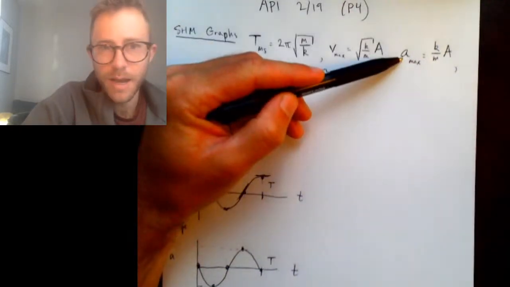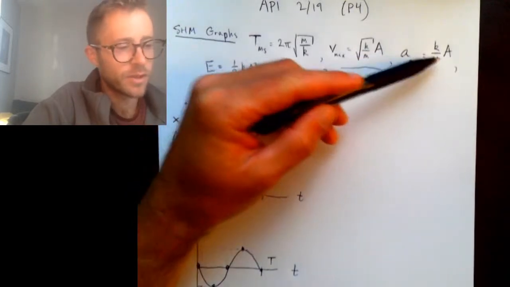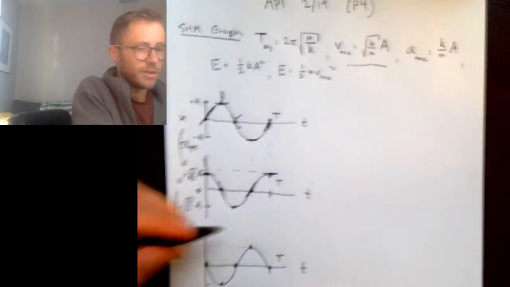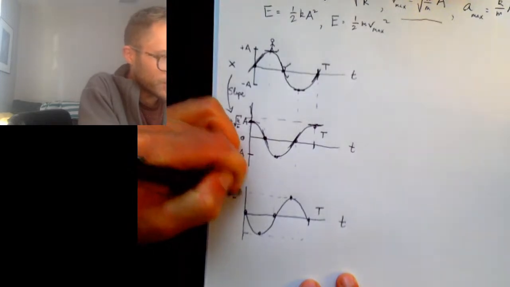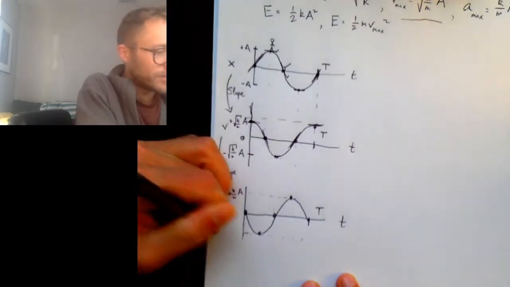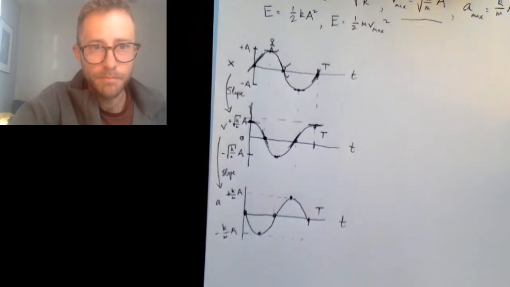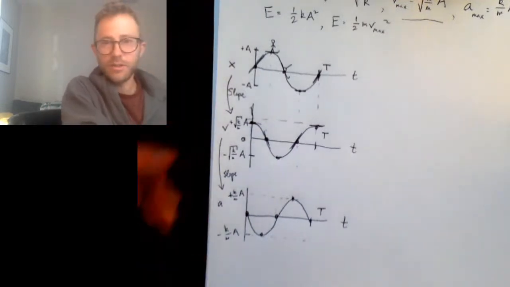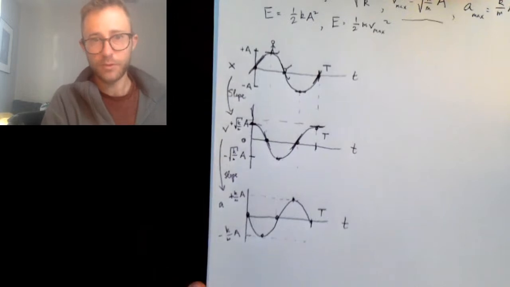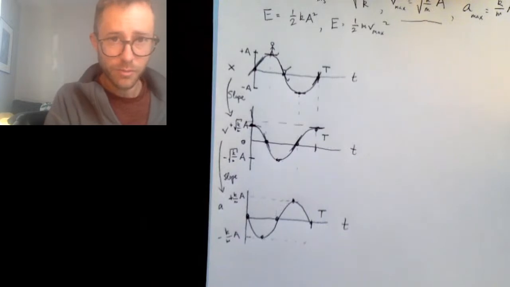I can see that the maximum acceleration is k over m times the amplitude. So that means this graph must go between plus k over m times a and minus k over m times a. So I found the extreme values of that graph. Okay? So that is how you get position, velocity, and acceleration versus time graphs. But that's not all we can make. So we're going to make actually 3 more graphs here.